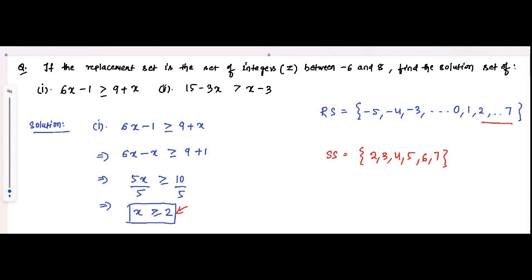So x should be greater than or equal to 2. We have to pick the solution from this replacement set. So here it is 2, 3, 4, 5, 6, 7. These solutions fulfill this criteria. So this is the solution set.